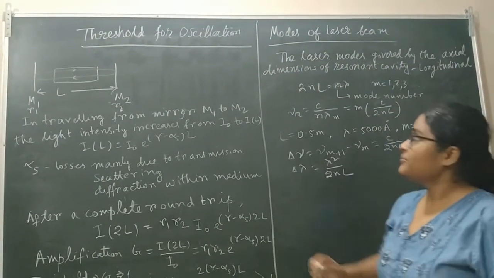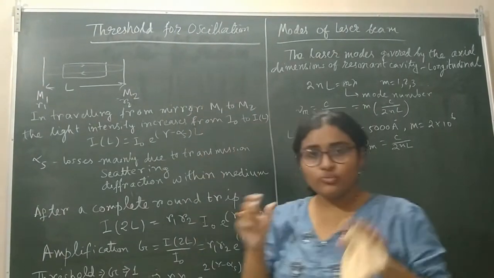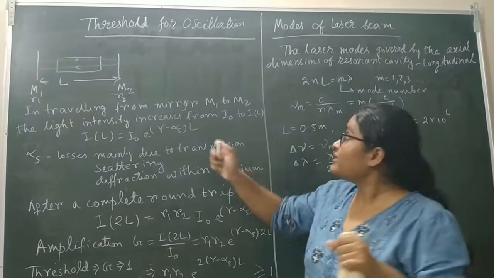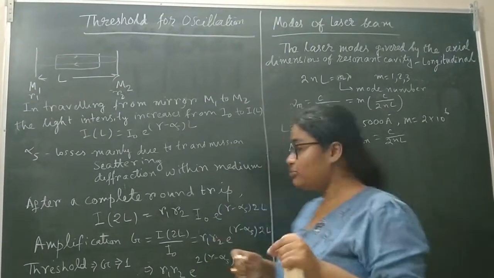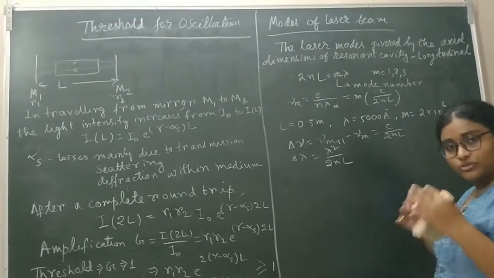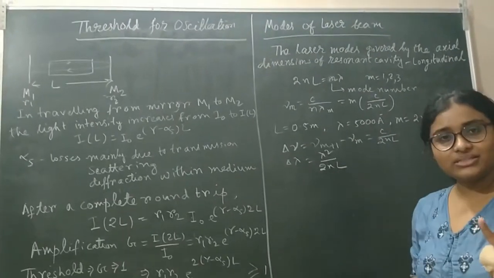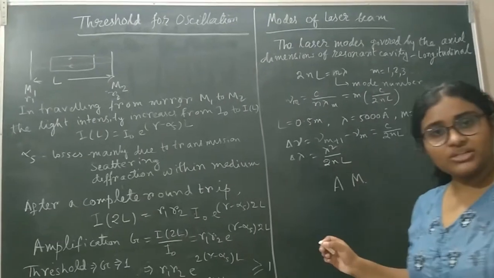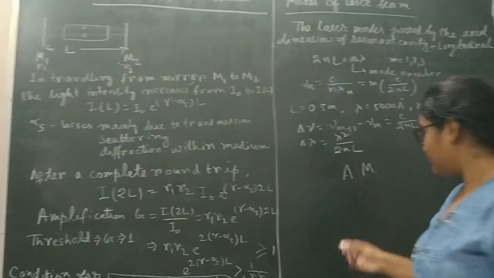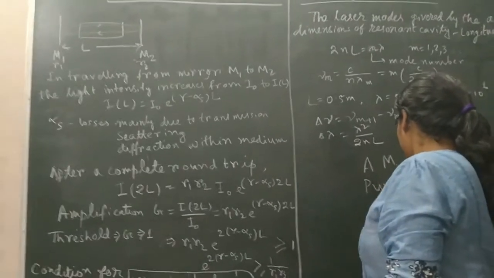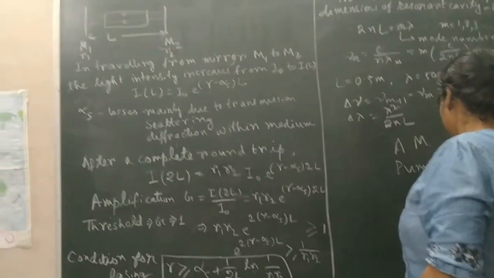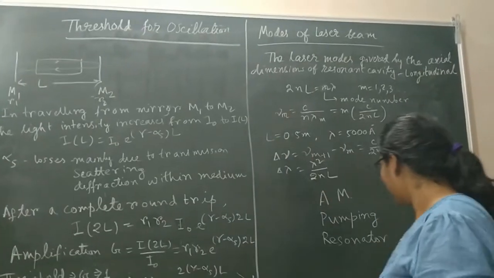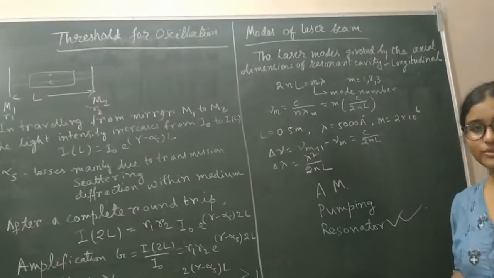Okay, so let's start. The threshold condition for oscillation: what do you mean by threshold? The threshold value is the value at which the oscillation will happen. So what do you mean by oscillation? We have already told that for laser we need three things. One is the active medium, another is the population inversion, so we need some pumping scheme. And the third one is the resonator. The resonator plays the role for the oscillation.